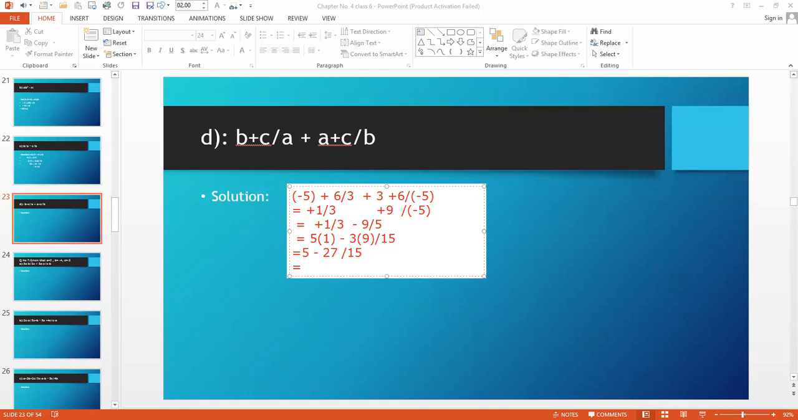Now, 5 minus 27. 5 has a positive sign, 27 has a negative sign. So I have to subtract. So 27 minus 5 is equal to 22, and I have to place the sign of the greater number, that is minus. So minus 22 over 5.